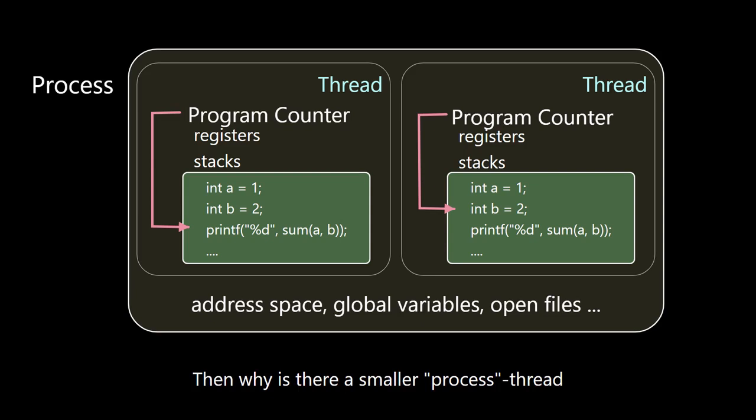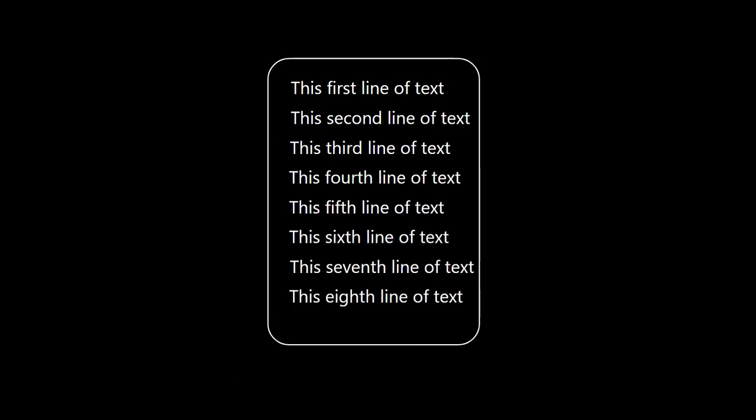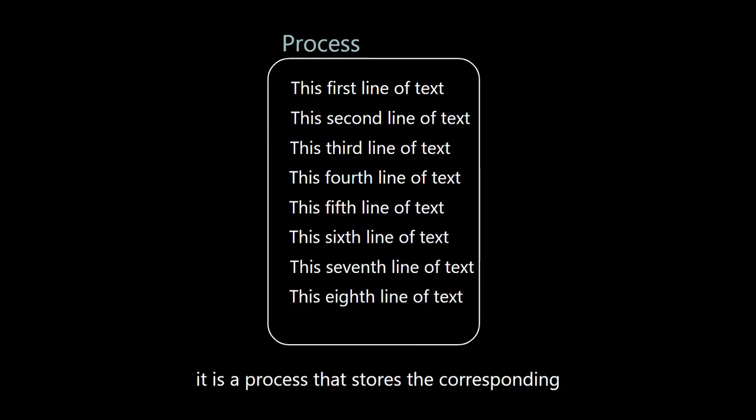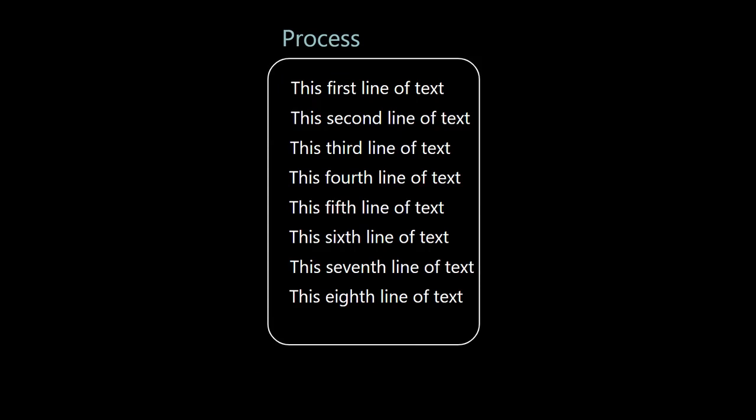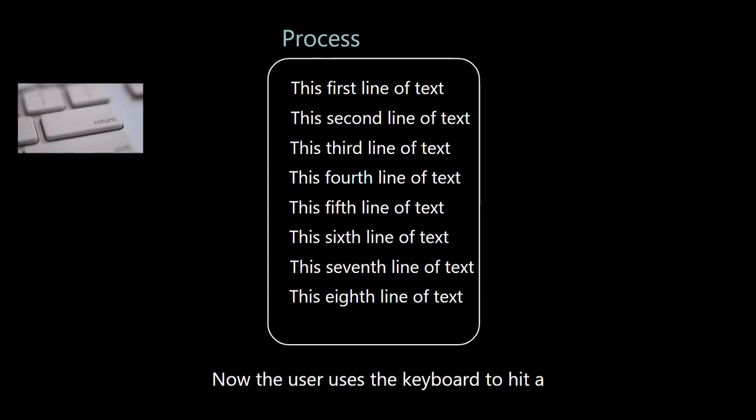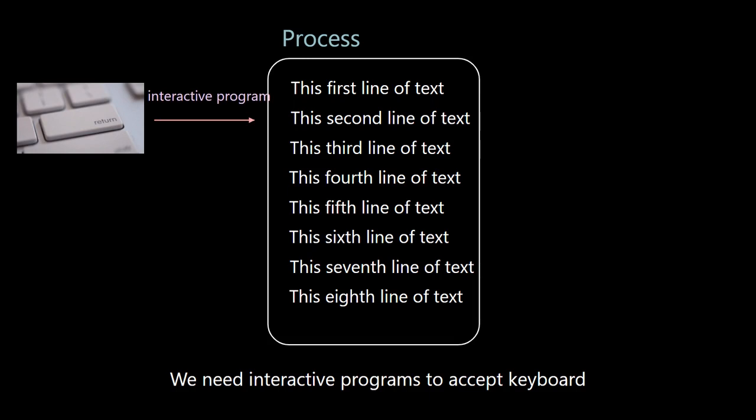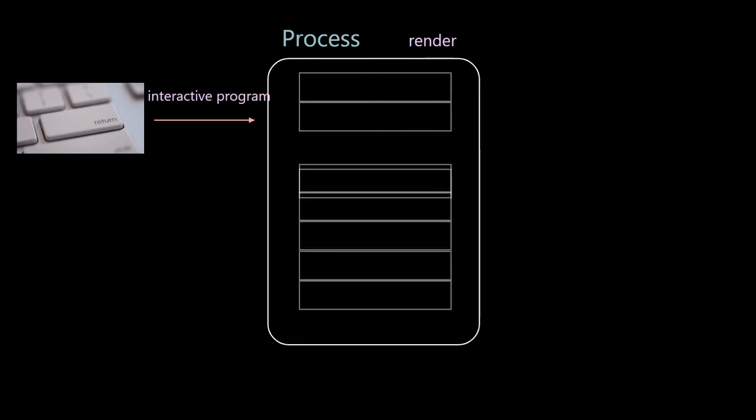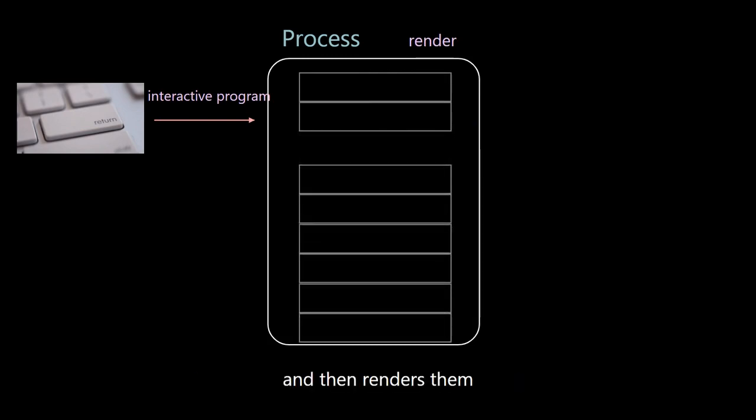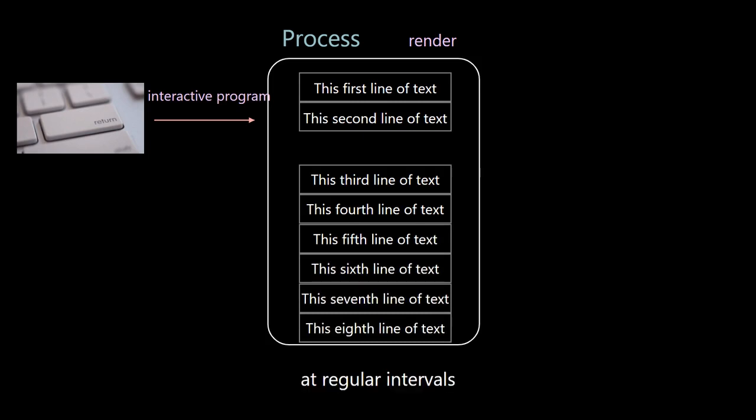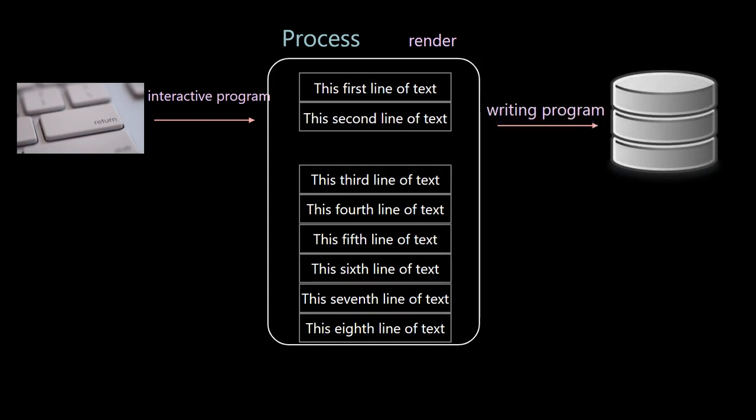Then why is there a smaller thread in the process? Suppose this is a document editor. Naturally, it is a process that stores the corresponding programs and documents. Now the user uses the keyboard to hit a carriage return at the end of the second line. We need an interactive program to accept the keyboard press events. Then the layout program recalculates the positions of the text and then renders them. In addition, at regular intervals, the writing program saves the document to the hard disk.